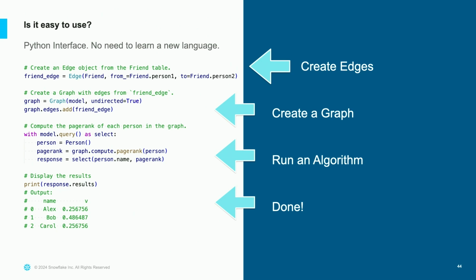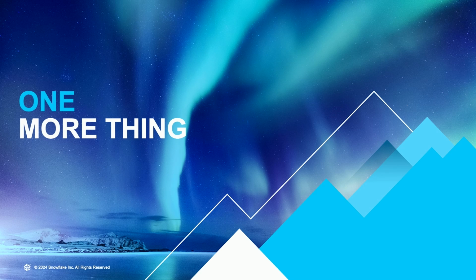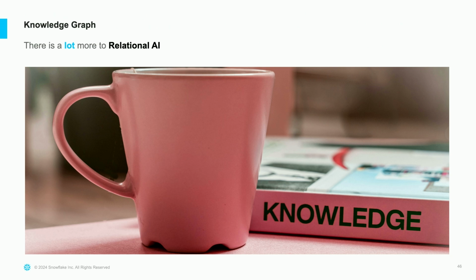Now, there's one more thing I have to tell you, and that is that we are a knowledge graph, right? There's a lot more to RelationalAI than just graph analytics. We're basically just showing you a small fraction of our capabilities, right? Because we're not a relational database. We're not a graph database either. Some people might be confused by that. We're a knowledge graph. And you're like, OK, well, what's the difference?